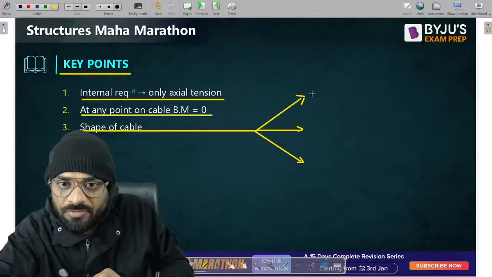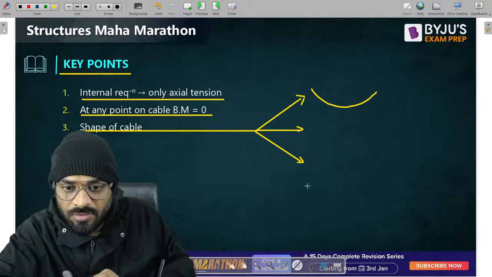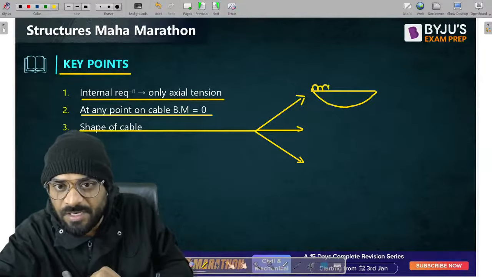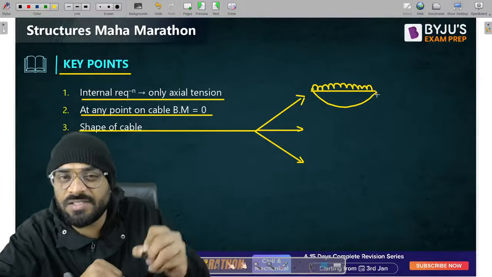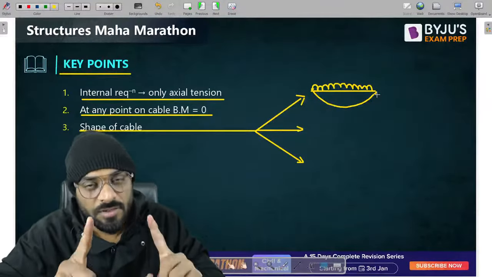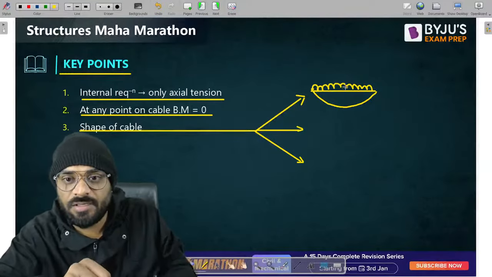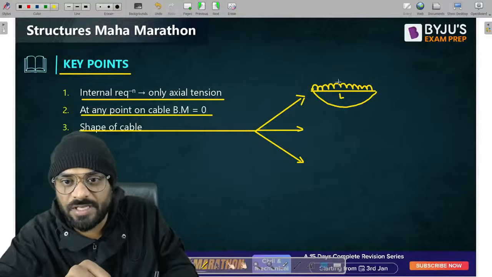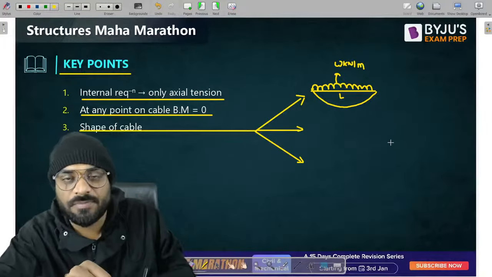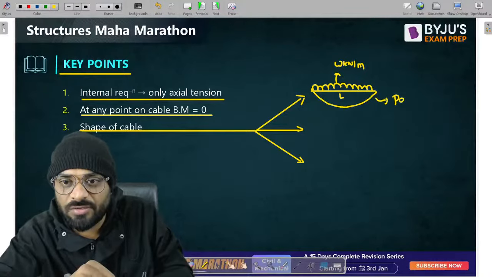Now, if a UDL is placed on the span length of the cable, let us suppose this is our span. Span is the horizontal distance between the supports. So guys, if the span length is L, and UDL is W kilonewton per meter, right? In such condition, the shape of cable is parabolic. Please remember this.